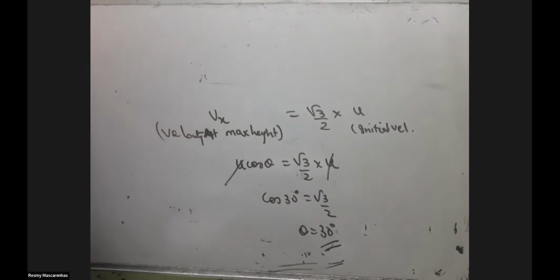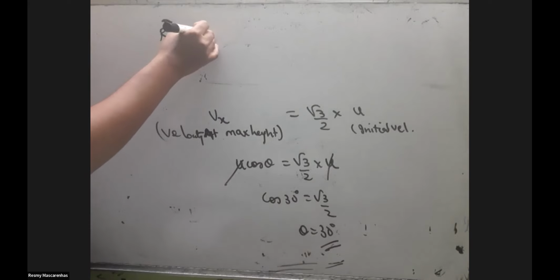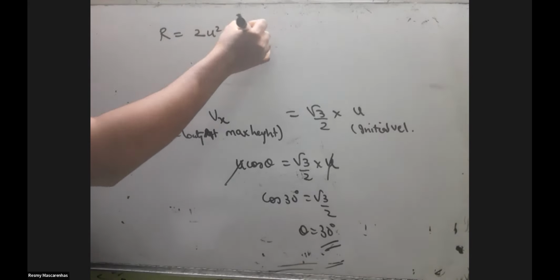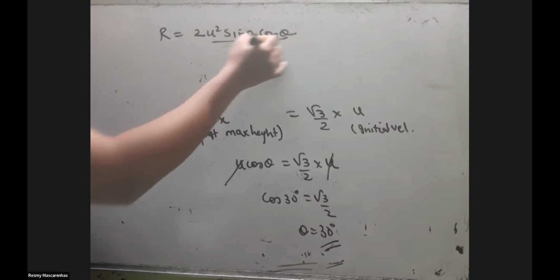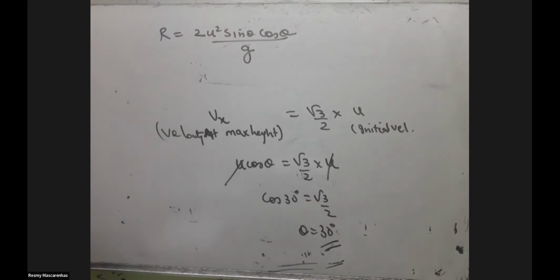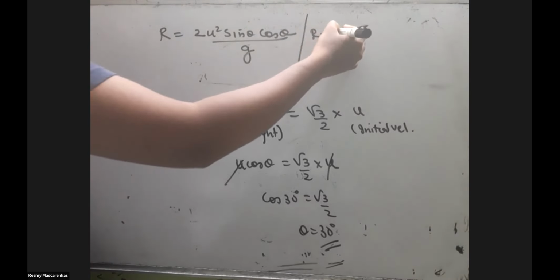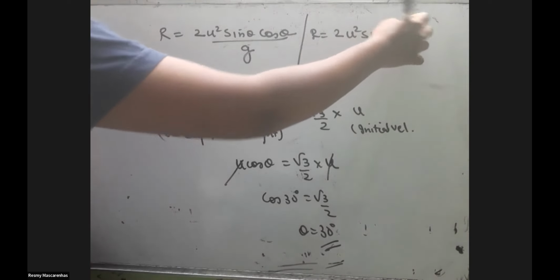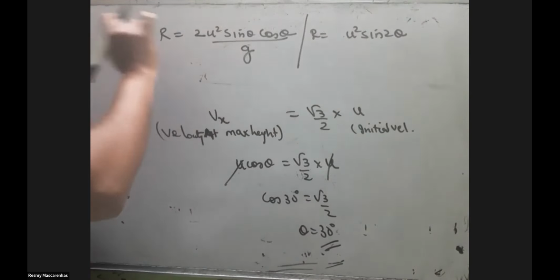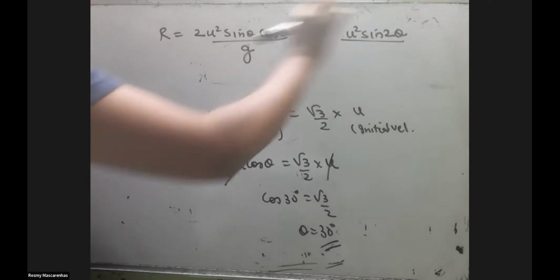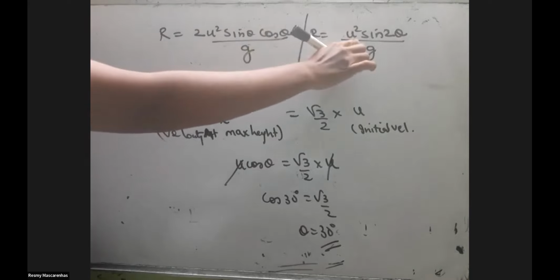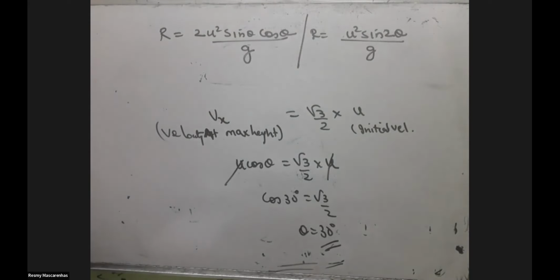Just now we have seen the range formula: 2u square sin theta cos theta upon g. Or some teachers use this formula also: R is equal to u square sin 2 theta upon g. Sin 2 theta is 2 sin theta cos theta. Either this formula can be used or this. Both ways you'll get the same answer.